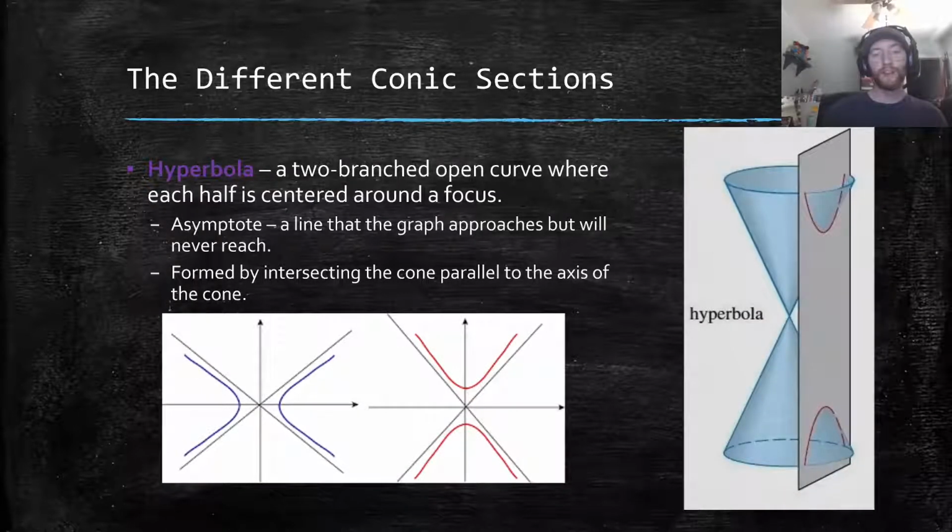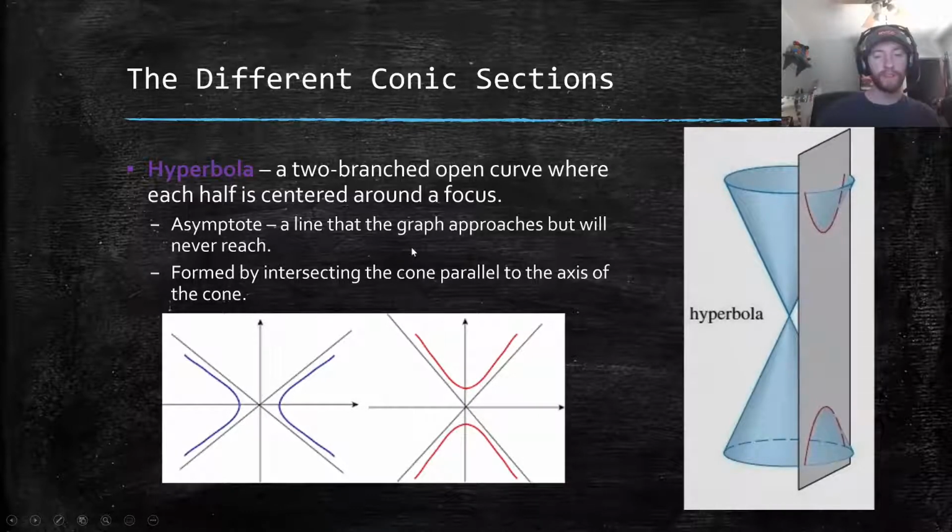Now, the hyperbola is kind of the odd one out of the four conic sections, as you may have noticed, because it's the only one that has two lines in each graph. And this is because, as I mentioned, it intersects both the top and the bottom cone.